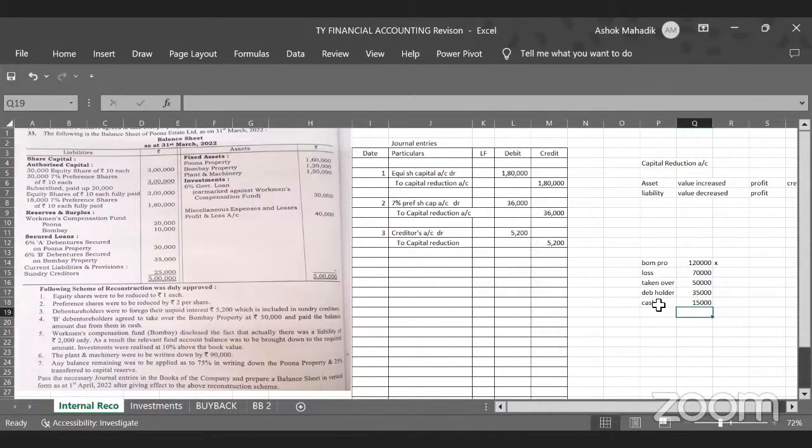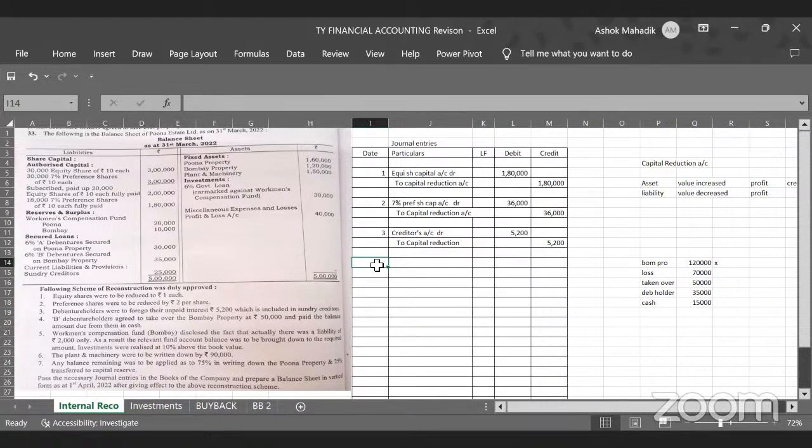Okay, students, I'll just explain it once again. There is a Bombay property of 1,20,000. Now it is taken over by the debenture holders at 50,000, so there is a loss of 70,000. Their liability was only 35,000, so the remaining 15,000 they will pay in cash. So what I suggest, students, is first pass the entry for revaluation. There is a loss of 70,000 on account of this Bombay property. First record that loss.